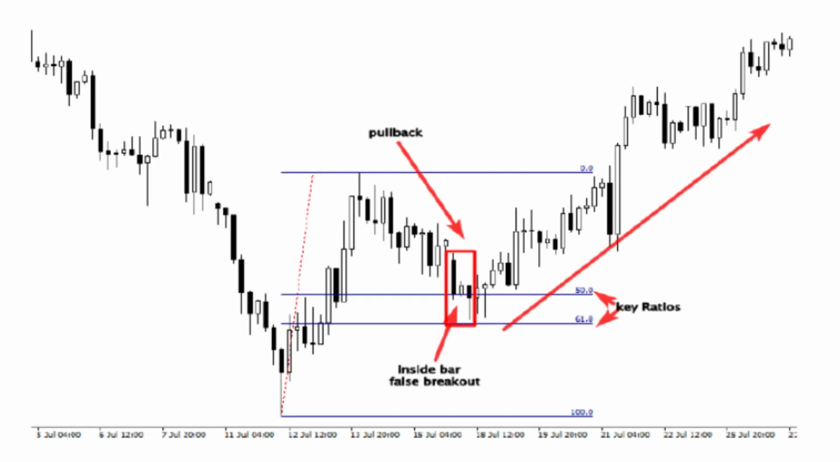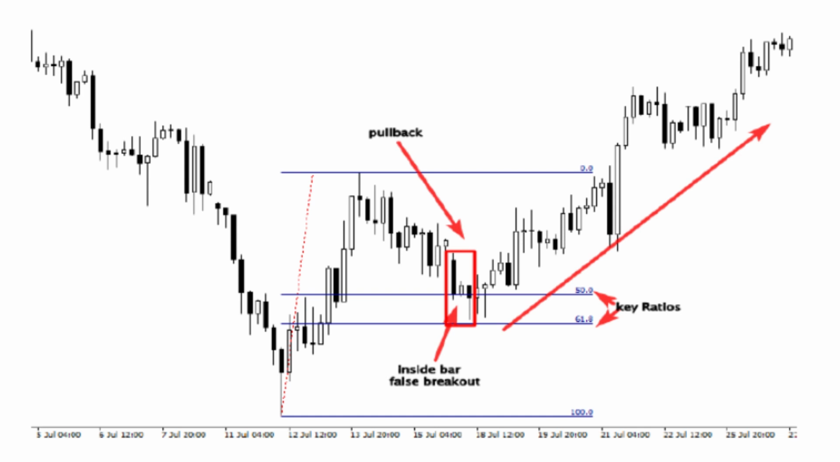Look at another potential trade. As you can see, the price moved higher, pulled back to reach our key ratios, and then continued higher. The formation of the inside bar false breakout in this area indicates that the pullback has finished and another strong move will take place. Understanding the market structure is very important to know how to use this strategy to your advantage. If the market is trending, you can trade the inside bar false breakout as we discussed before.